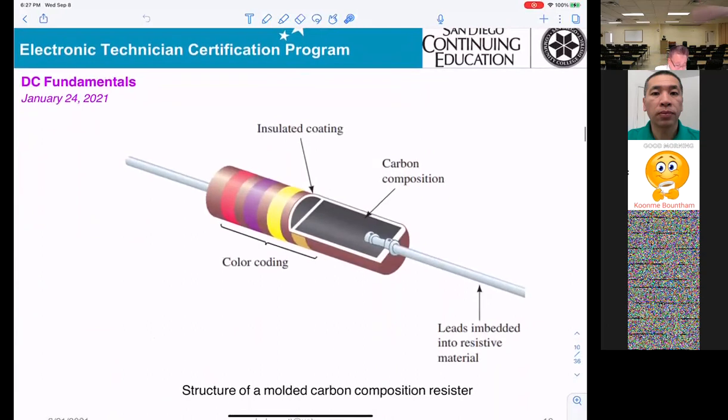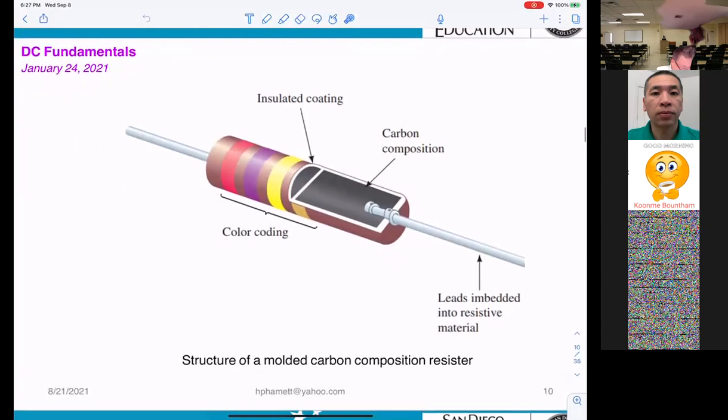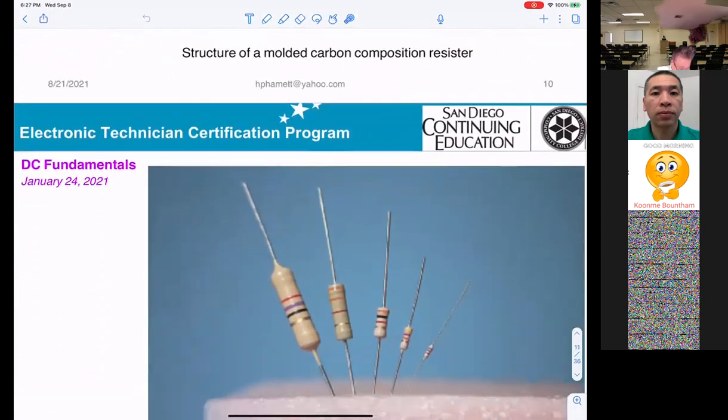This is just giving you the picture for the structural model, the carbon composition resistor. Okay, so that's just for you to look at. We don't care about this thing. We don't have to do anything with that.